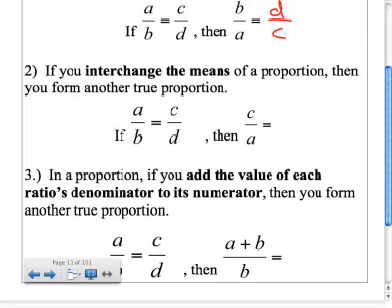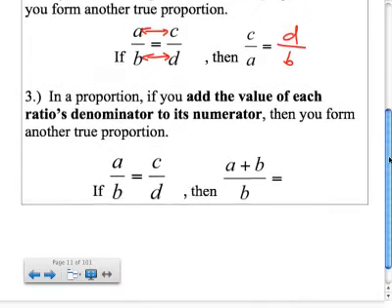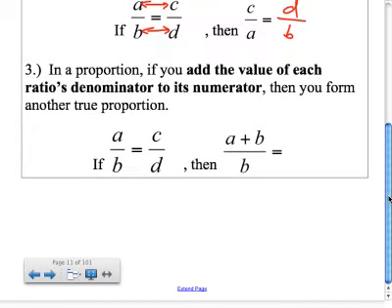Property 2 here says if you interchange the means of a proportion, then you form another true proportion. In other words, if A over B equals C over D, then C over A equals D over B. Again, these properties are just telling you that there's more than one way to set up a proportion and solve, when we start looking at some of these problems.